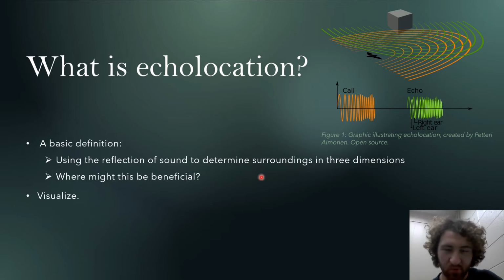Let me use the laser pointer. That's what you see in the green here. So the bat is making noise. The sound waves bounce off of this object here, this prism, and then reflect back toward the bat. And depending on how they reflect, the bat can discern certain information about its surroundings.